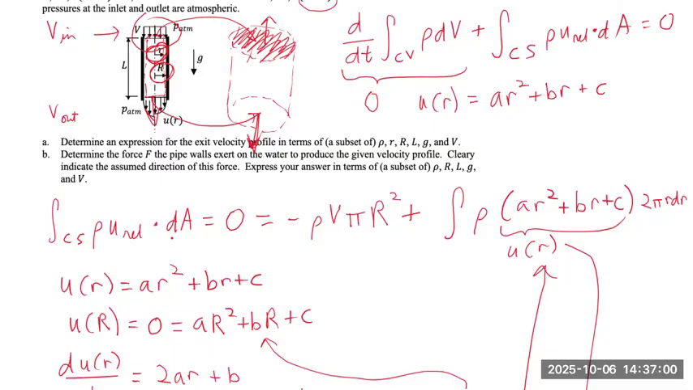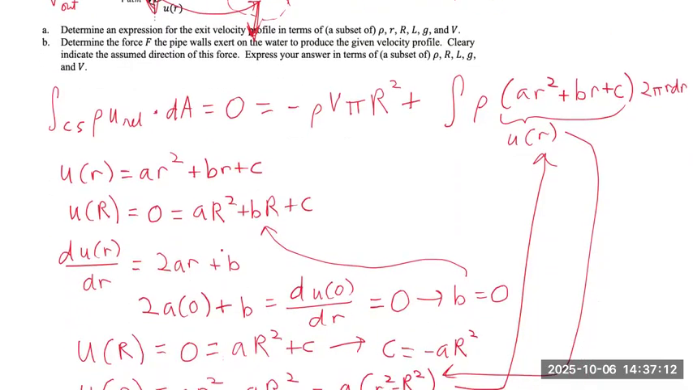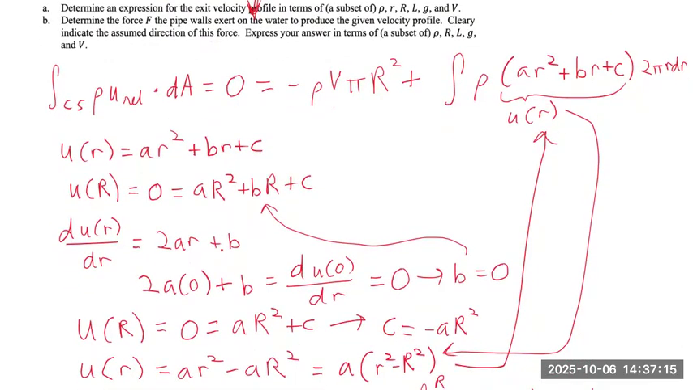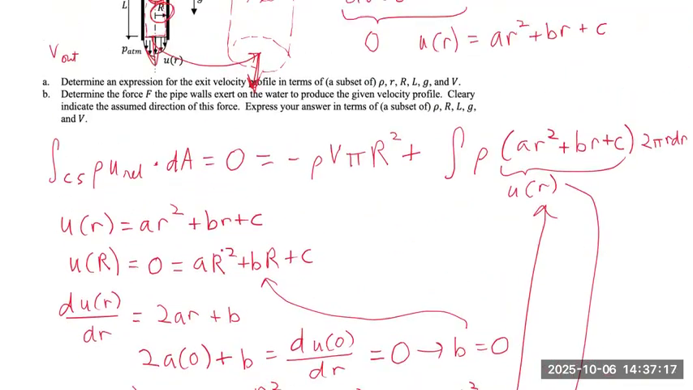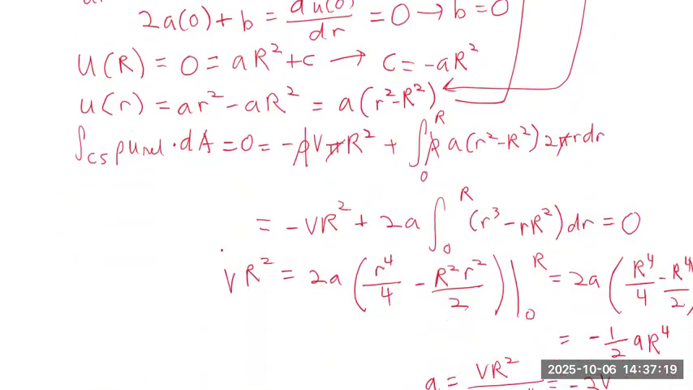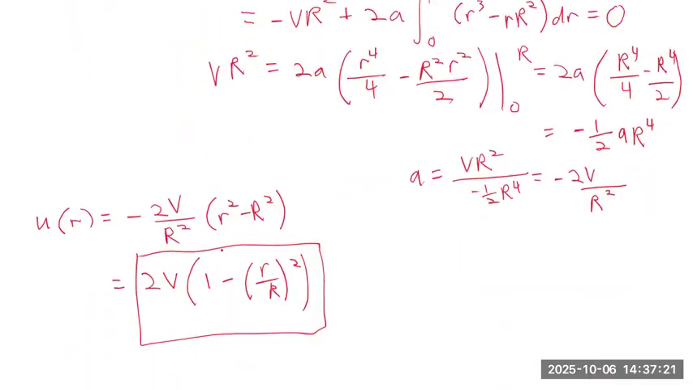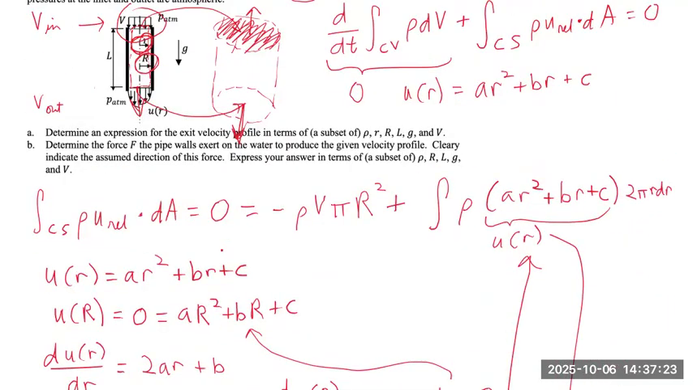In my mind, I'm thinking this will probably be conservation of linear momentum, because conservation of linear momentum states that change in momentum will result in a net force. So we can relate this change in momentum to the net force that the pipe walls exert on the water to produce this given velocity profile.